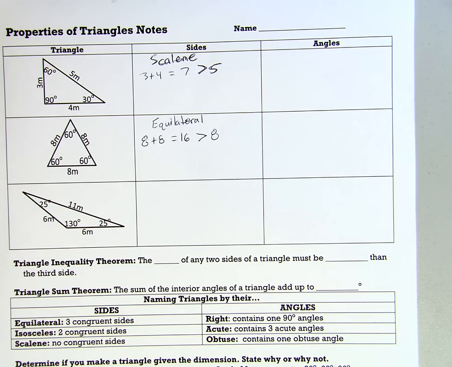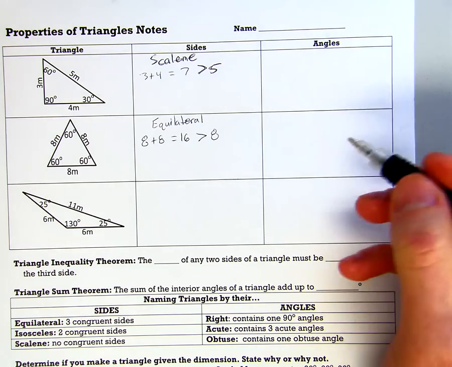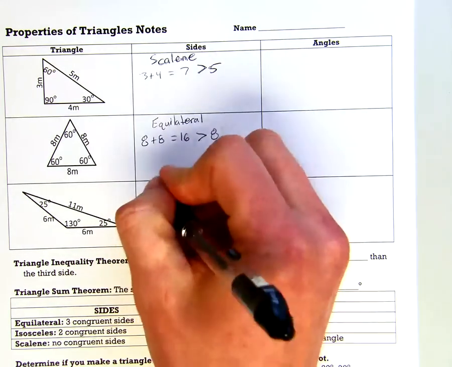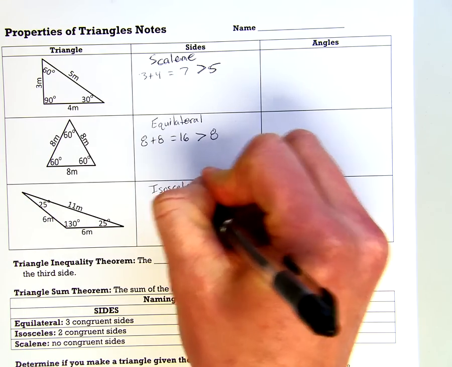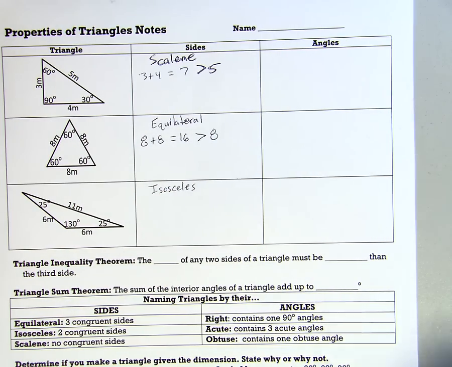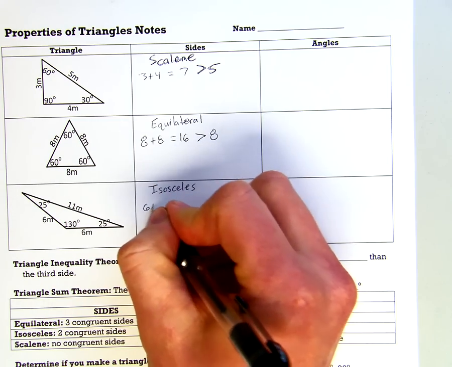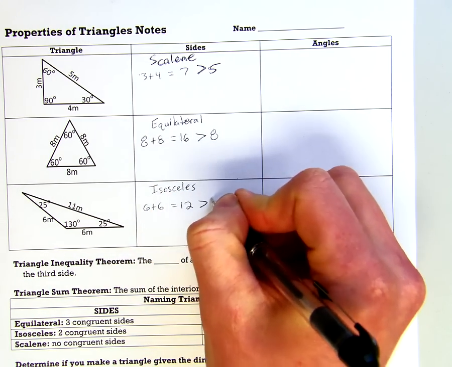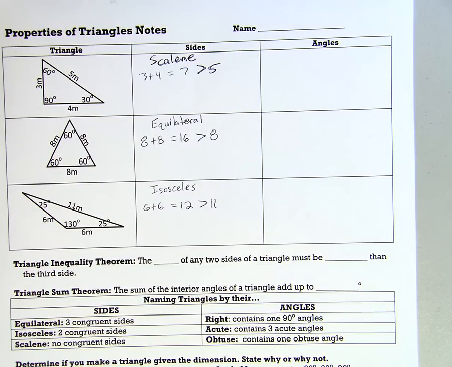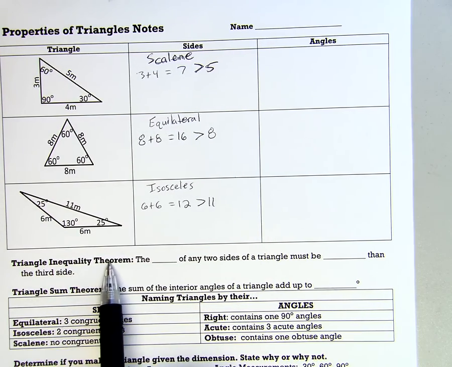Okay. And my last one has 2 sides of 6 and a third side of 11. A triangle that has 2 sides that are equal to each other, we call that an isosceles triangle. And if I add up my 2 lower sides, 6 plus 6, it's equal to 12, and that is greater than 11. Okay? So that actually helps us fill in our triangle inequality theorem.